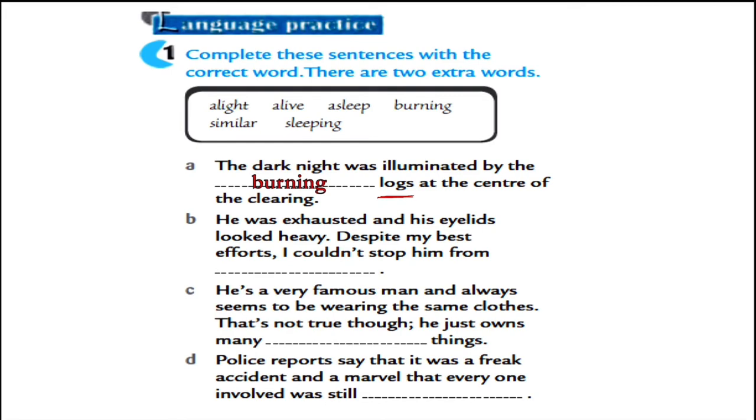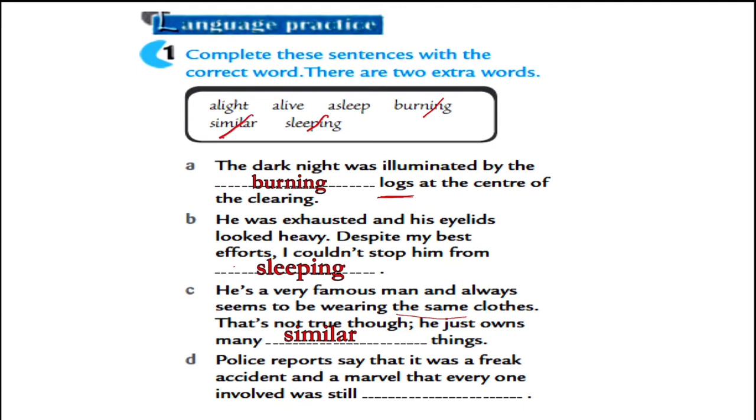So the second one says B, he was exhausted and his eyelids looked heavy. So exhausted and his eyelids looked heavy, so it means he wants to sleep. Despite my best efforts, I couldn't stop him from sleeping. Very good. The next one, C, he's a very famous man and always seems to be wearing the same clothes. That's not true, though. He just owns many things. So if they're not the same, okay, they are similar, yes. And for the last one, we have burning, sleeping, and similar. So we have 3 to choose from.